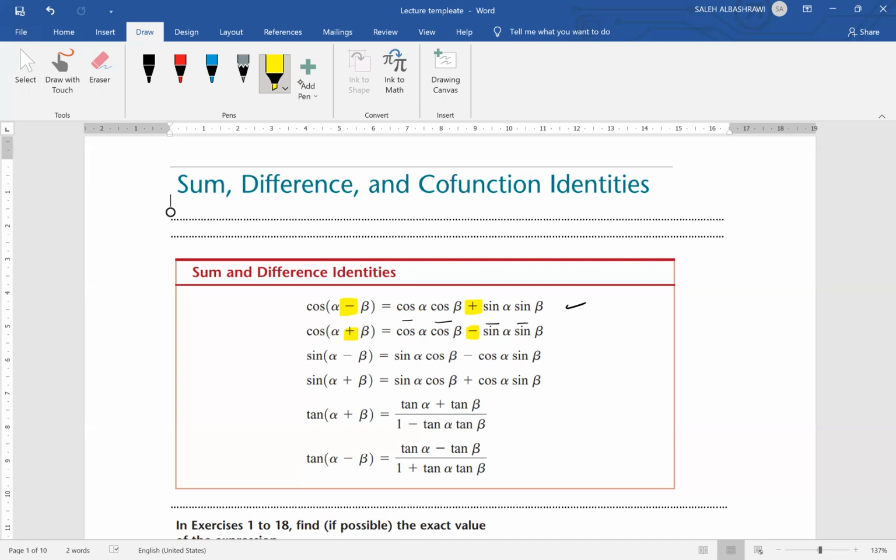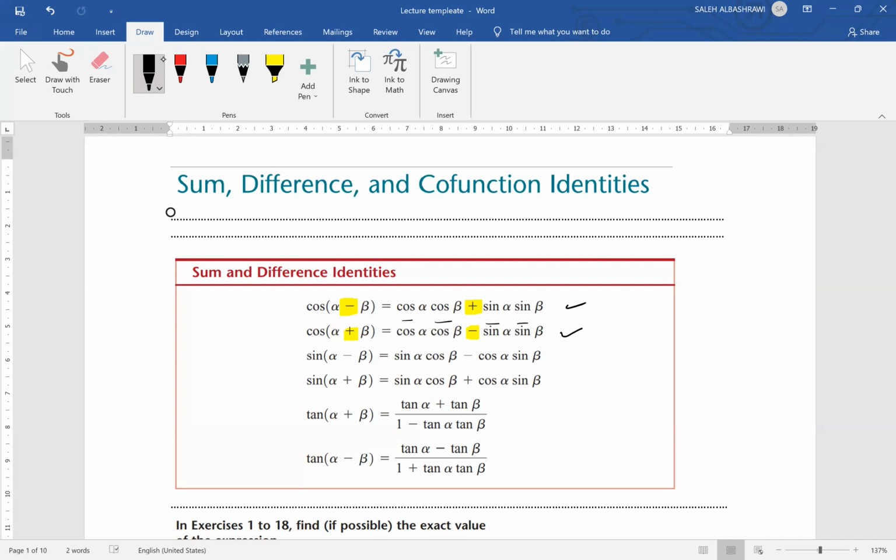For the sine function, sine alpha minus beta is equal to sine alpha cosine beta minus cosine alpha sine beta. So for the sine function, it is mixed: sine cosine, cosine sine. For the cosine, it is cosine times cosine and sine times sine.